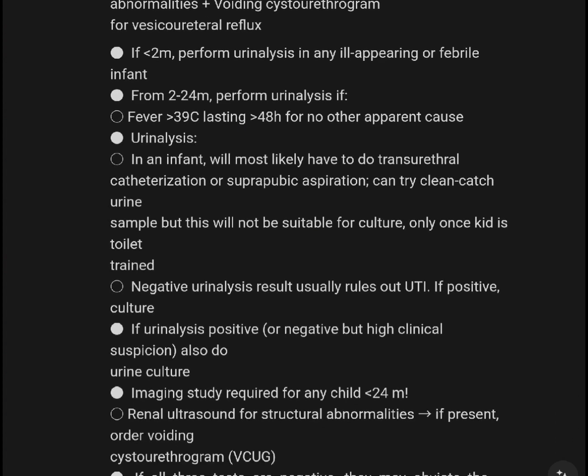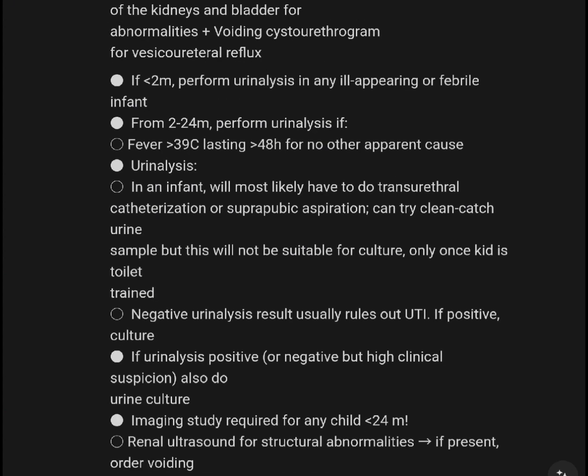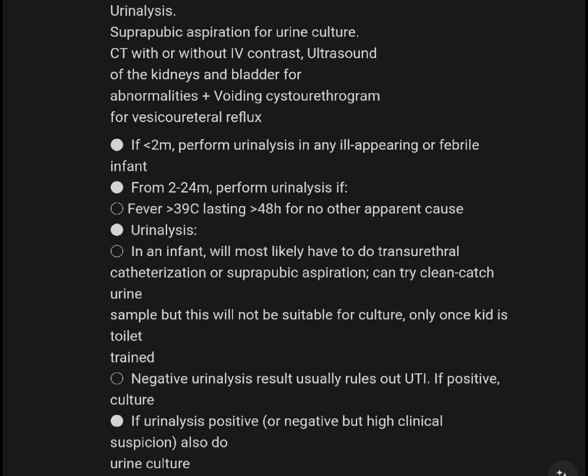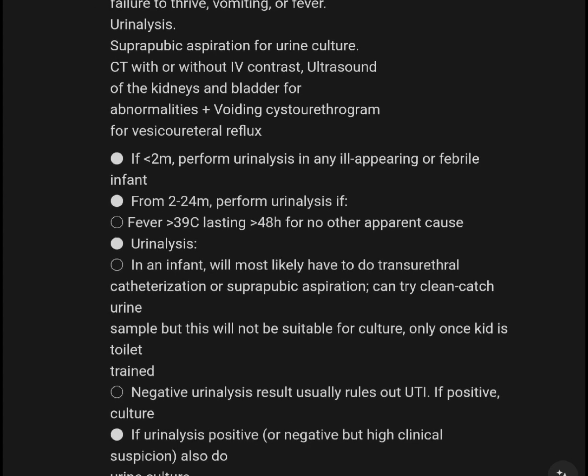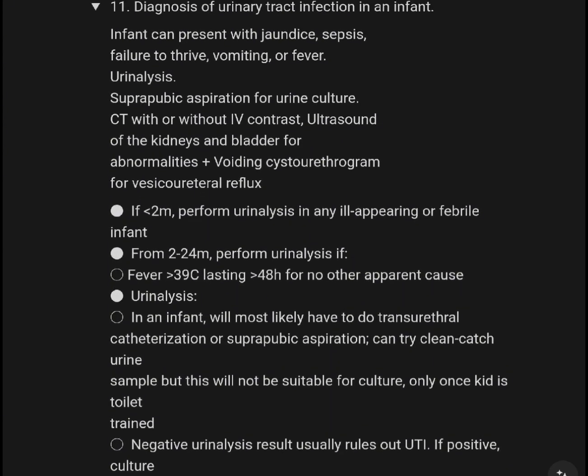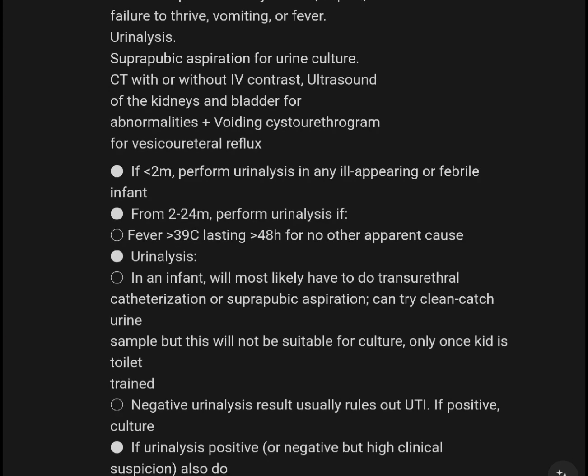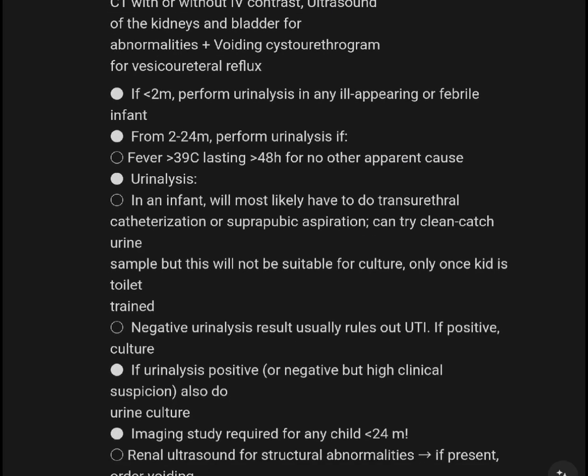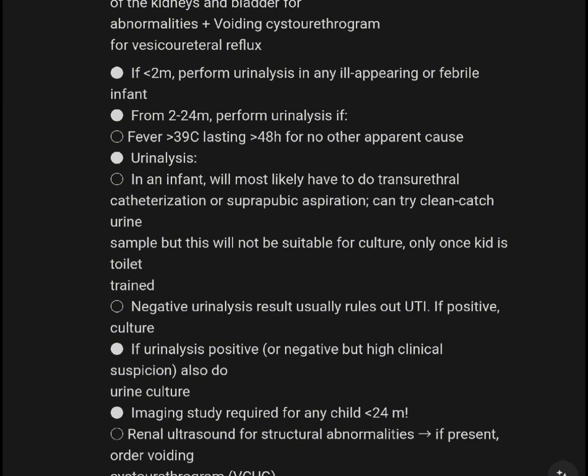vesicoureteral reflux if under 2 months. Perform urinalysis in any ill-appearing or febrile infant, and from 2 to 24 months perform urinalysis if fever over 39 lasting 48 hours with no other apparent cause. Urinalysis in an infant will most likely require transurethral catheterization or suprapubic aspiration. You can try a clean catch urine sample, but this will not be suitable for culture.